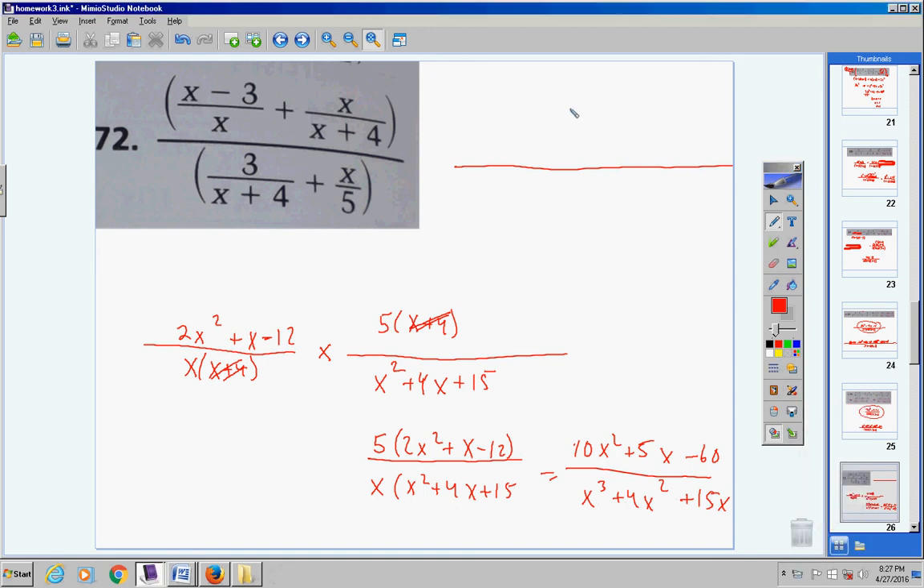And believe it or not, I just checked the answer in the back of the book. We're actually right, so that's good. So this answer is fine. This answer is fine. The answer they had was this one right here. I'm fine with either one, okay?